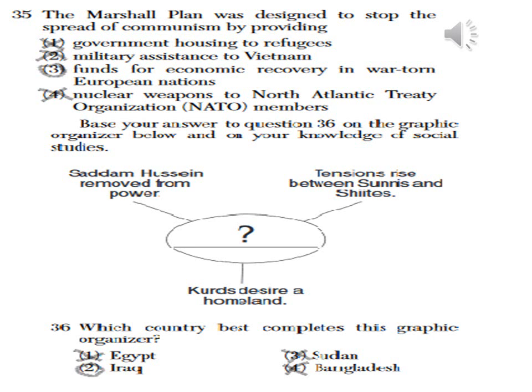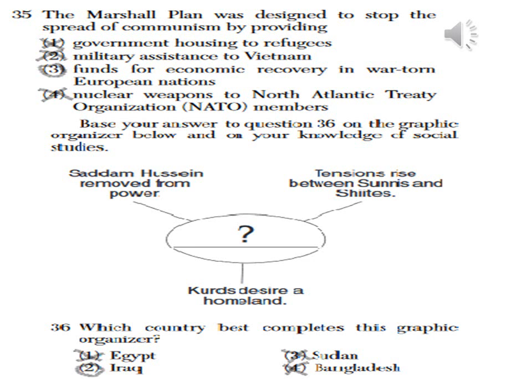They don't want that. So, is it one, government housing for refugees? No. Is it two, military assistance to Vietnam? No. Is it three, funds for economic recovery in war-torn European nations? Absolutely yes. The idea was we're going to give them money so they would not become communist. So number four, nuclear weapons to North Atlantic Treaty Organization, NATO members? No.